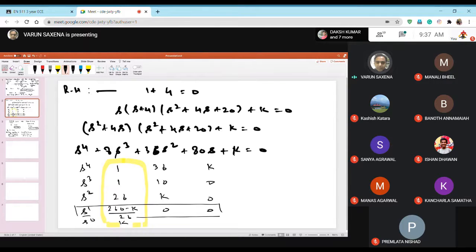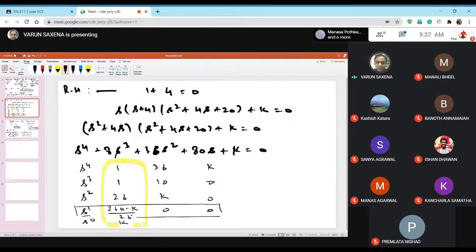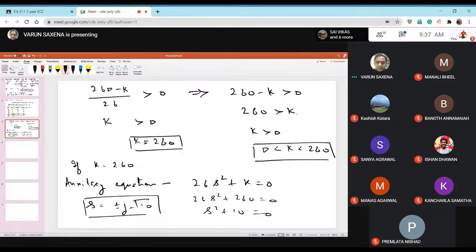If you look at this first column, if all values are positive, then all the roots are going to lie on the left hand side of the S plane. If there is a sign change, that means that those number of roots are there on the right hand side. We don't want that. So for this system to be stable, K must be greater than or equal to 0, and (260 minus K) over 26 should be greater than or equal to 0. If you simultaneously solve these two inequalities, you come to this range, which is K between 0 and 260. That means you can vary the value of K from 0 to 260.